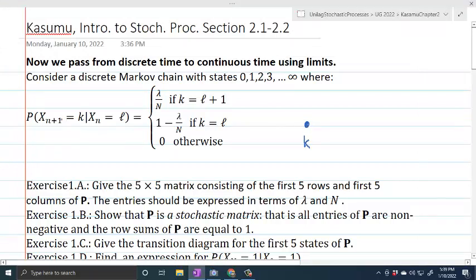And what this says is that if k is equal to L plus 1, that would mean that L is down here. So this is k minus 1. Okay. K equals L plus 1 is the same as L equals k minus 1. K equals L plus 1, then this transition probability here is equal to lambda over n. Okay? On the other hand, if k is equal to L, then I can have a return to the same state. This is probability 1 minus lambda over n.